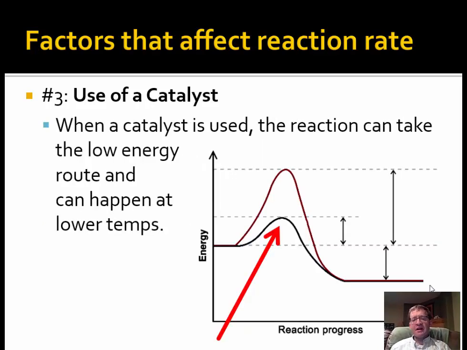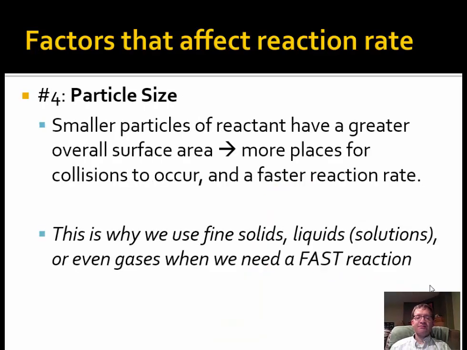And this just shows again what I was just saying, that when a catalyst is used, the reaction can take the lower energy route and occur, causing the reaction to happen more quickly and to get to the product side and to start going forward with maybe the next reaction in the chain.